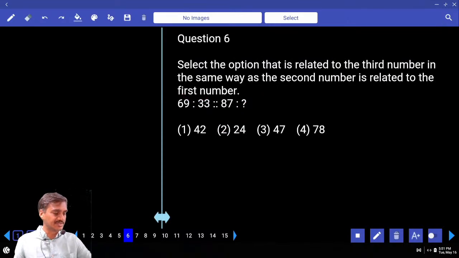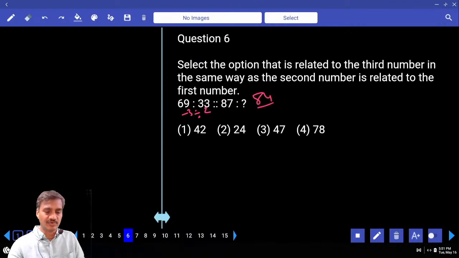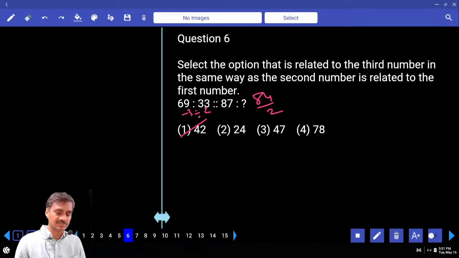Then question number 6. Now in this sixth one, 69 and 33. 69, 33 into 2. How much? 66 plus 3, or minus 3, divided by 2. 69 minus 3, 66 by 2, 33. 87 minus 3, 84. 84 by 2 is 42. Choice 1 for question number 6.